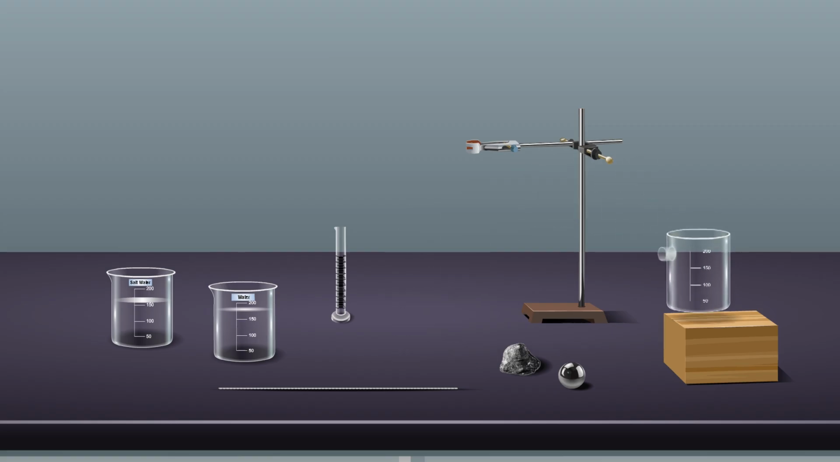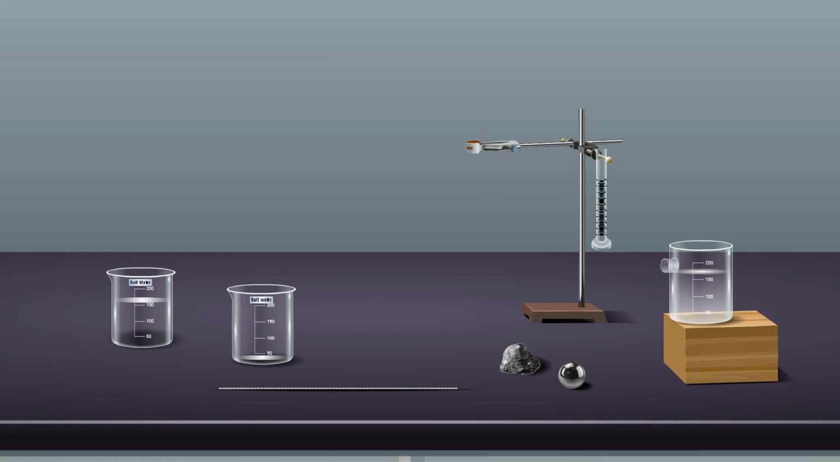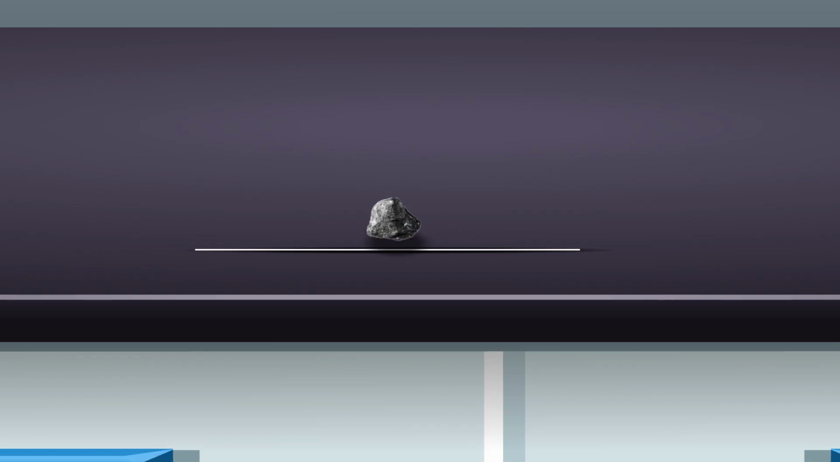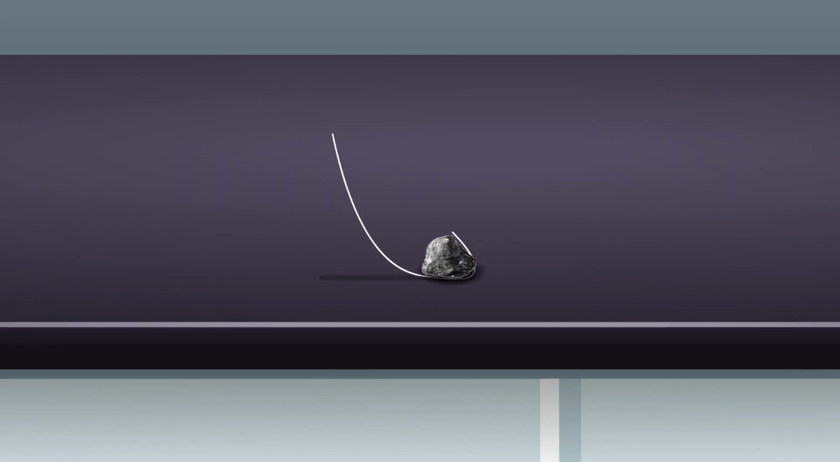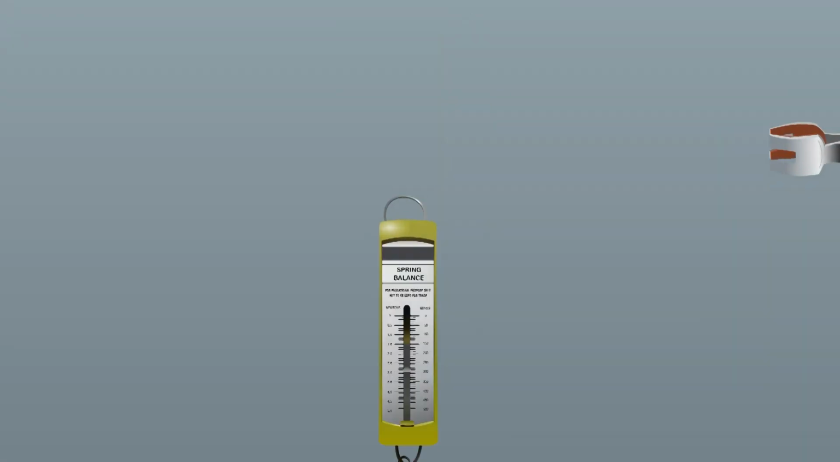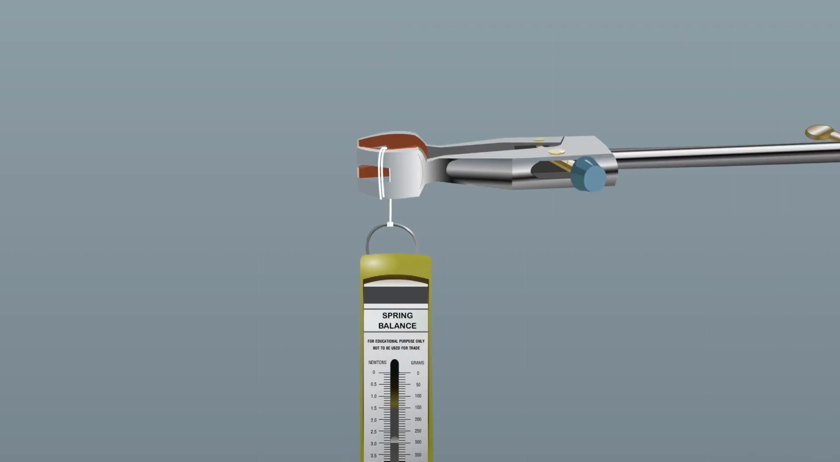Place the overflow can on the wooden block. Place the measuring cylinder at the bottom of the spout of the overflow can. Tie one object with thread. Tie the other end of the thread to the hook of the spring balance. Clamp the spring balance with the laboratory stand so that the object is suspended freely in the air.